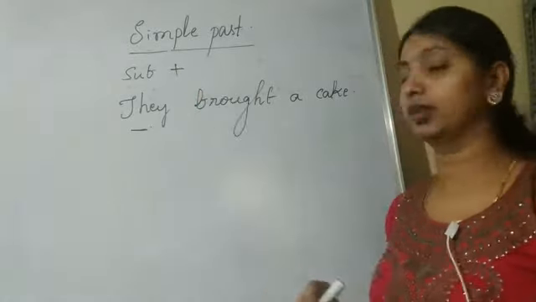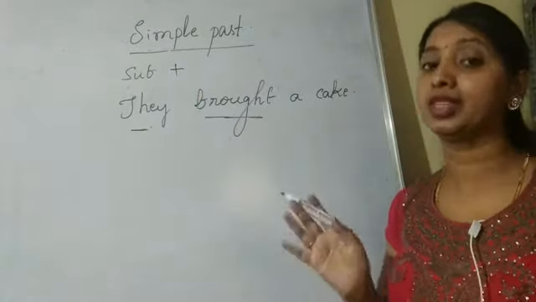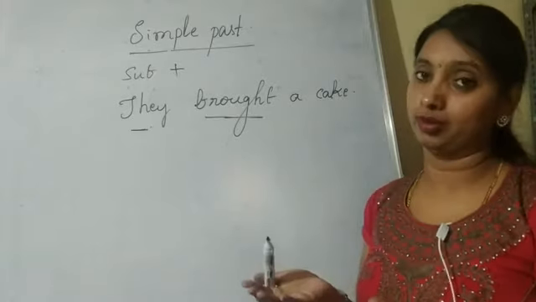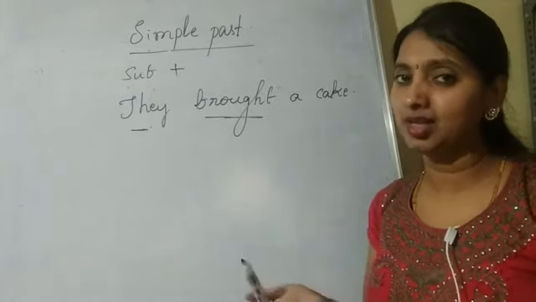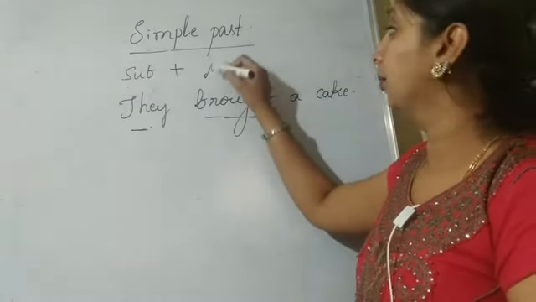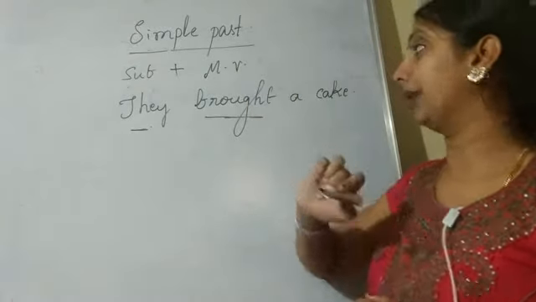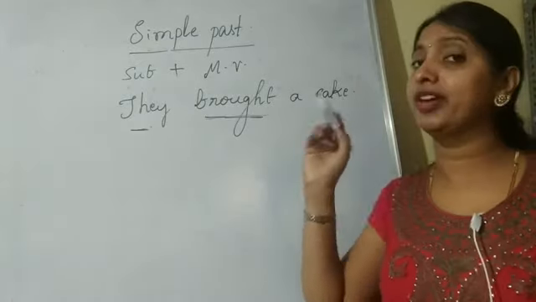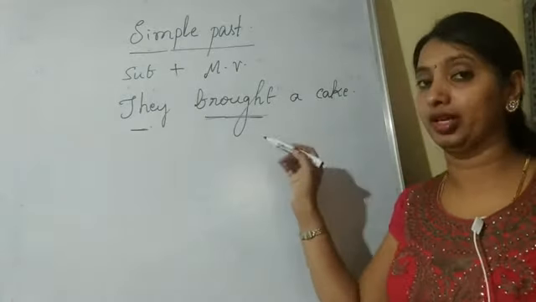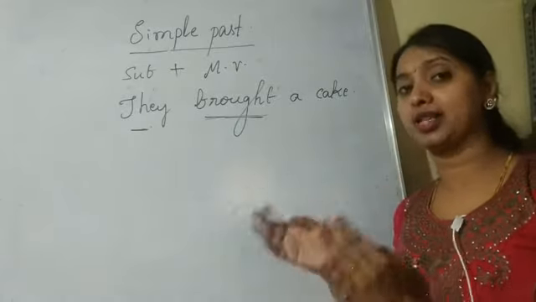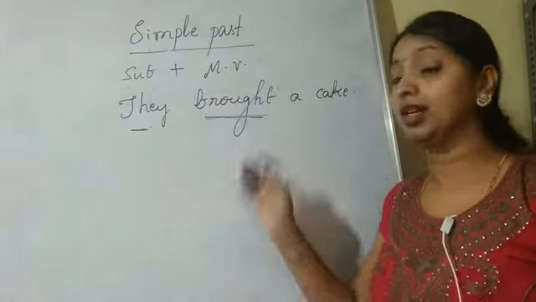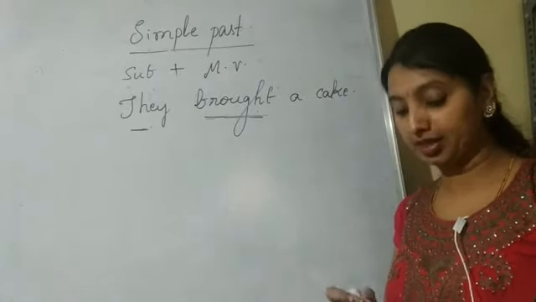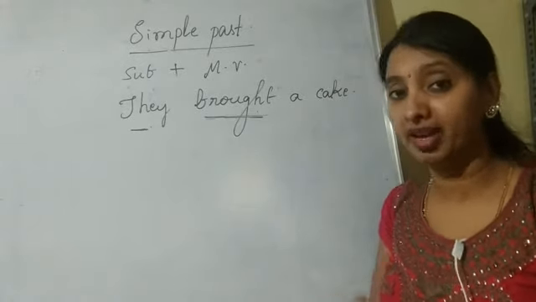Then, what is this one? This is a verb. Is it a main verb or a helping verb? This is a main verb. So, subject plus main verb. What type of an action is this verb showing? Is it in the present tense or in the past tense? This is in the past tense. Then what is the present tense of brought? Present tense of brought is bring.